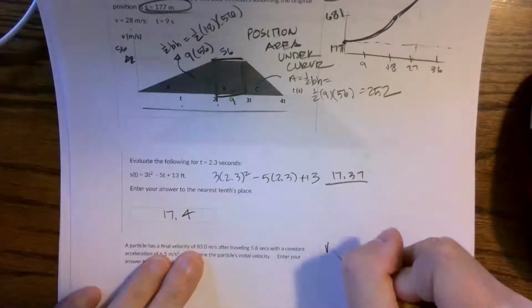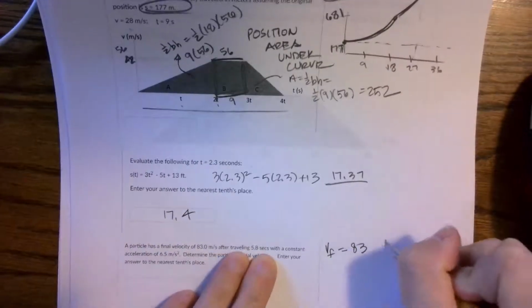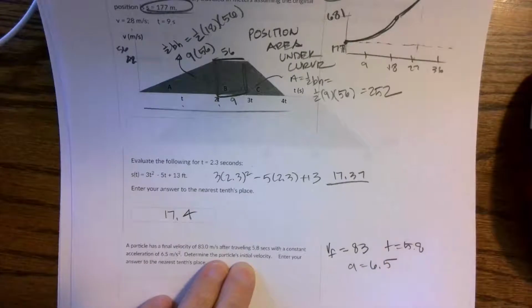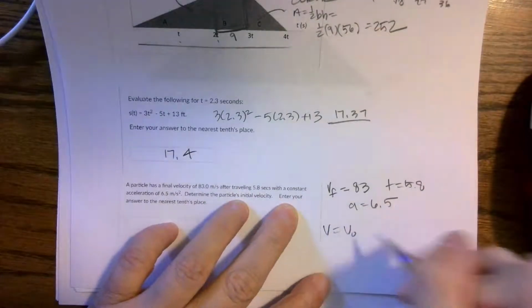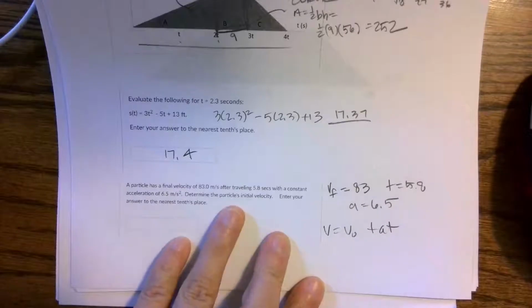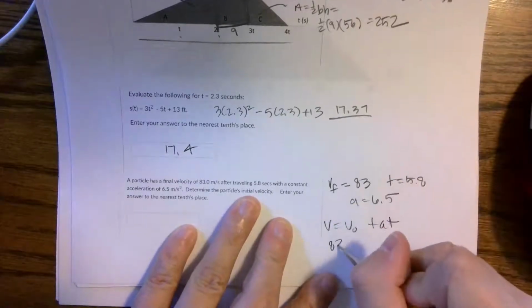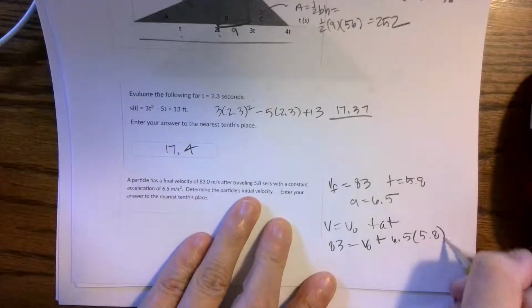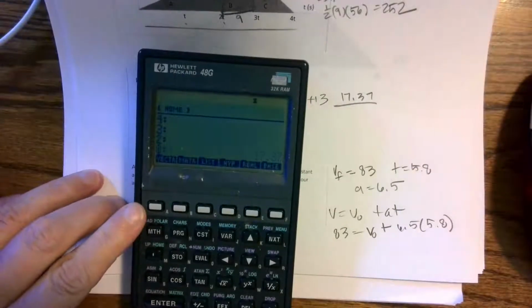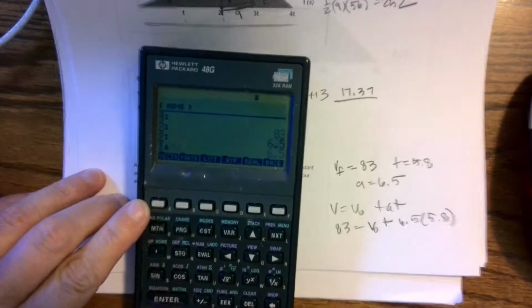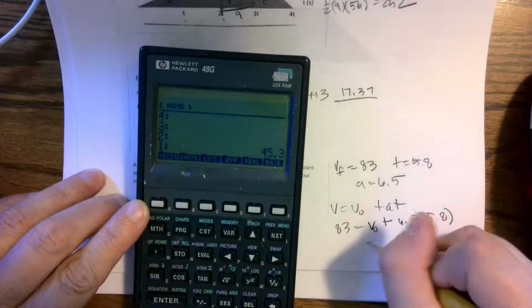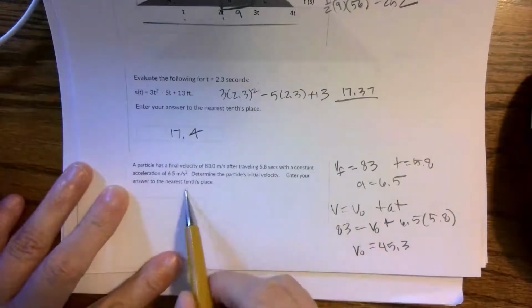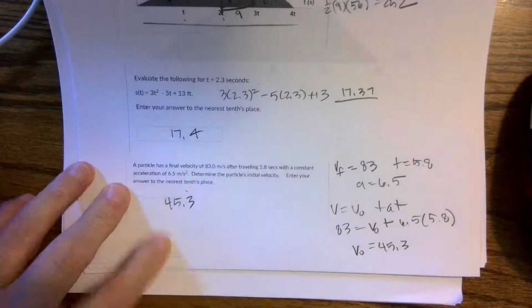A particle has a final velocity of 83 after traveling 5.8 seconds with a constant acceleration of 6.5. What's its initial velocity? V equals V naught plus AT. So 83 equals V naught plus 6.5 times T. And I get 83 minus 6.5 times 5.8, which is negative 45.3, the initial velocity to the 10th place. Okay.